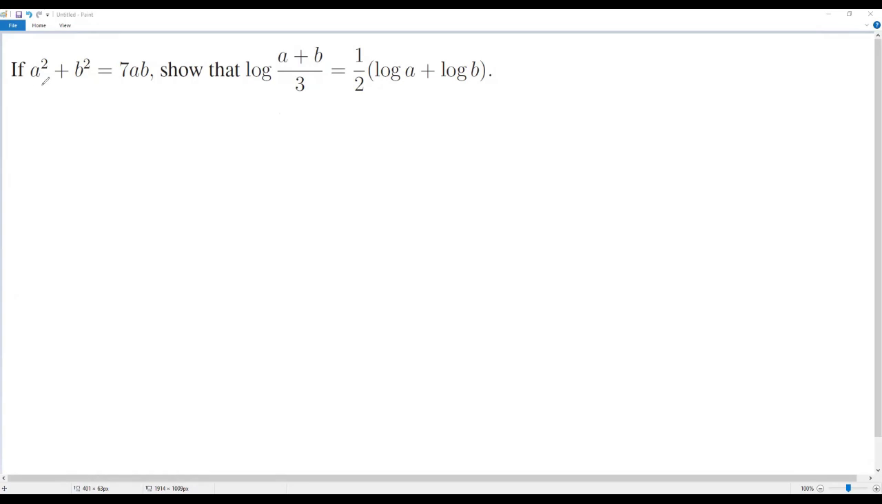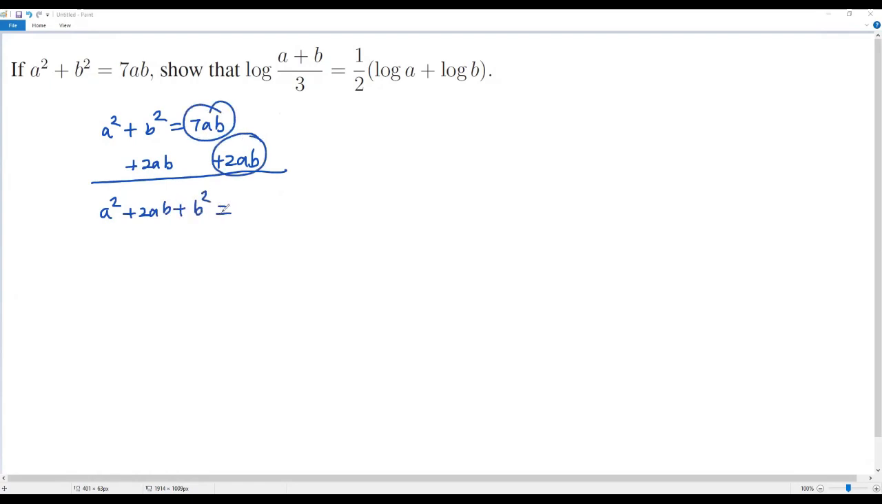Okay, now let me take this. That is a square plus b square equals 7ab. Now let me add 2ab to both sides of the equation. When I add 2ab to both sides, here I can write a square plus 2ab plus b square. On the right side, when I add 7ab and 2ab, I'm getting 9ab. Here I just inserted this plus 2ab between a square and b square. There is nothing wrong with that.